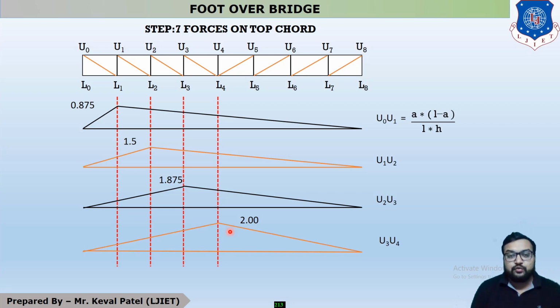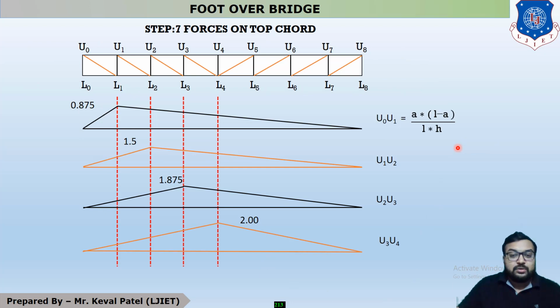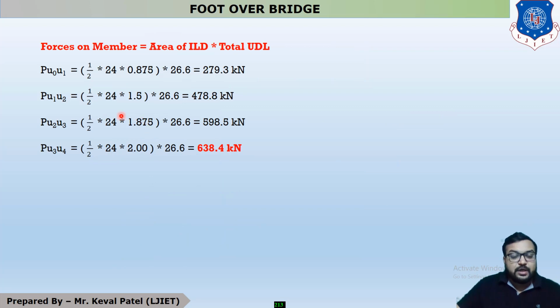Now what is the equation of force? The equation of force is the area of the influence line diagram into the intensity of load. The value of intensity of load is 26.6, which is already calculated. So the area of this influence line diagram into the intensity of load gives you the forces of all the members. Your first member is U0 U1, and the area of ILD is a triangle, so it is 1/2 base altitude into the total UDL, which is 26.6. So you will get your answer 279.3 kilonewton.